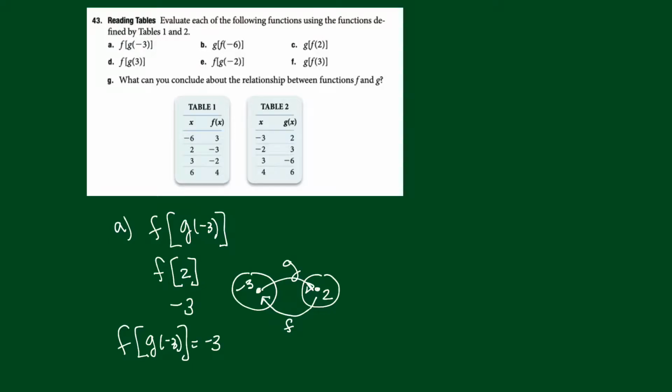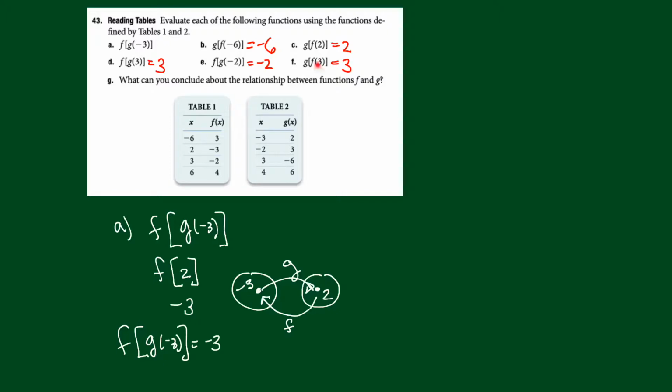Now, I'm going to claim that this is going to happen for all these other problems. So I'm going to go back up here to B, C, D, E, and F, and I'm just going to say what I think these are. I think this is going to be negative 6. In C, I think this is going to be 2. In D, I think it's going to be 3. And in E, I'm thinking negative 2. And F, that should be a 3.